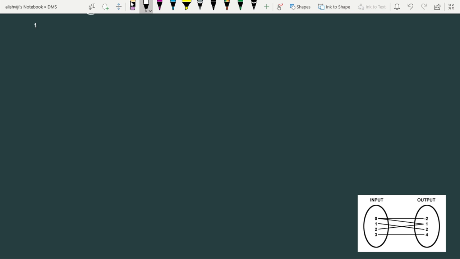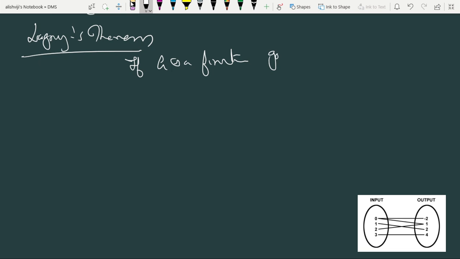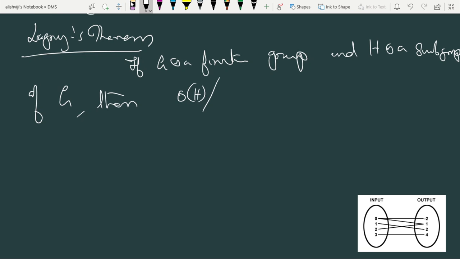Now let us go to the statement of Lagrange's theorem. We will give the simplest form of Lagrange's theorem. The theorem says that if G is a finite group and H is a subgroup of G, then order of H divides order of G. The order of H can be understood simply as the number of elements in H, and order of G is the number of elements in the group G. So if H is a subgroup of G, then the number of elements in H divides the number of elements in G. That's the statement of Lagrange's theorem.